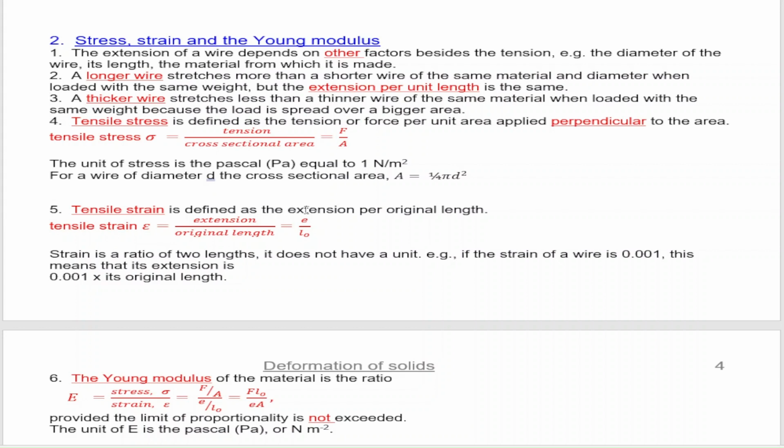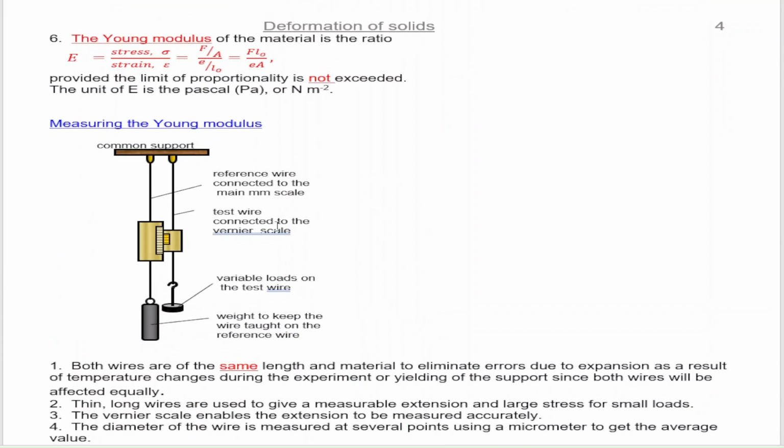Tensile strain is defined as the ratio of the extension to the original length. So it's going to be extension over original length. Strain is a ratio, so it doesn't have any units. The Young modulus is equal to stress over strain. Now we know stress is force over area, and strain is extension over the original length. So it's going to be equal to FL naught over EA, provided that the limit of proportionality is not exceeded. The unit of Young modulus is pascals. That's the unit of stress, because remember, strain does not have units.